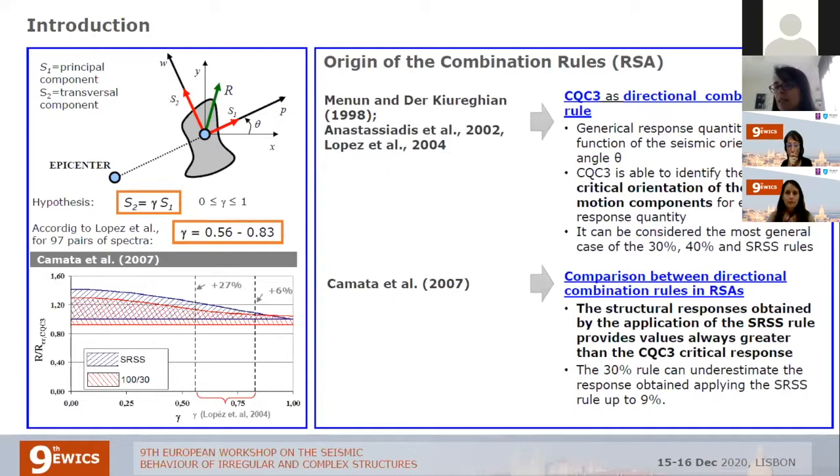This combination rule determines the generic response quantity as a function of the seismic orientation angle. The CQC3 is able to identify the most critical orientation of the ground motion components for each response quantity of interest in the linear range. The CQC3 can be considered the most general case of all combination rules. Cámara in 2007 performed a comparison between directional combination rules in the linear range, revealing that the SRSS rule provides values always greater than the critical response. According to this work, the 30% rule can underestimate the response obtained applying the SRSS rule.